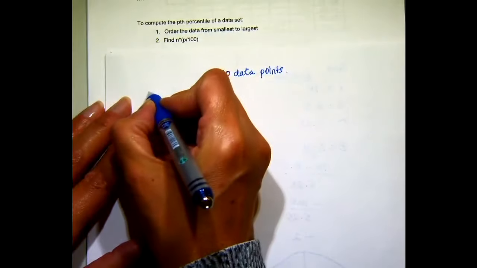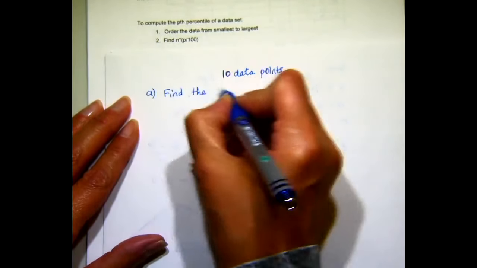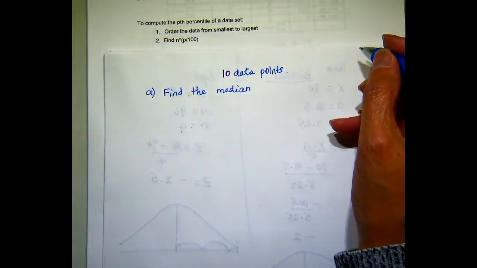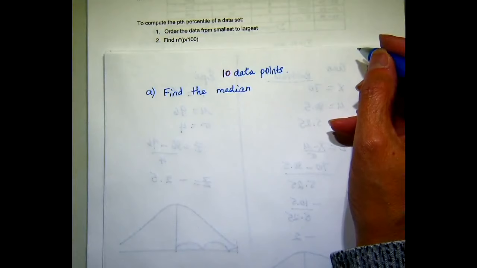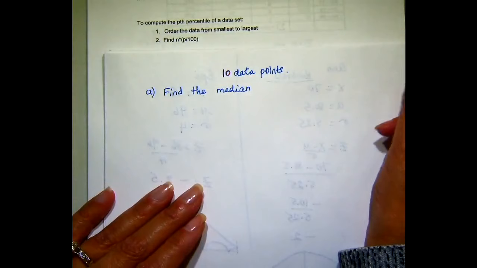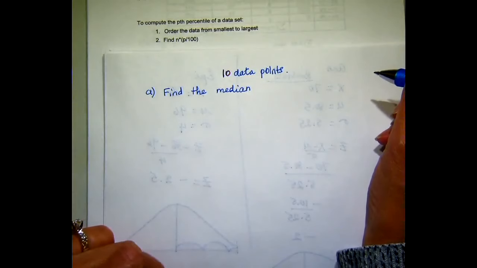And the first thing I want to do is find the median. So we said once before that the median was robust. You remember that? The median is robust. That means it's not easily altered by outliers. And I want to find the median of these 10 data points. So how do I go about doing it?